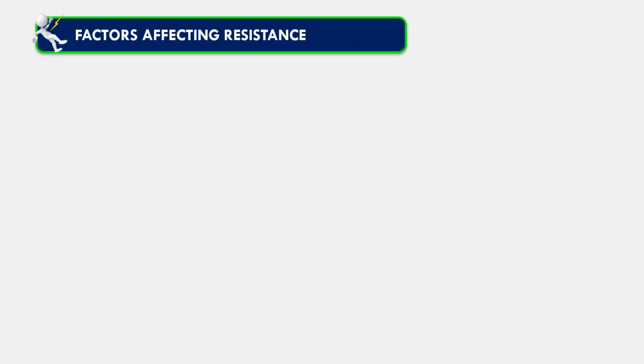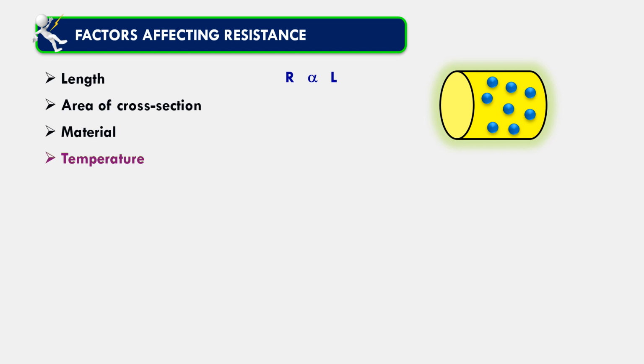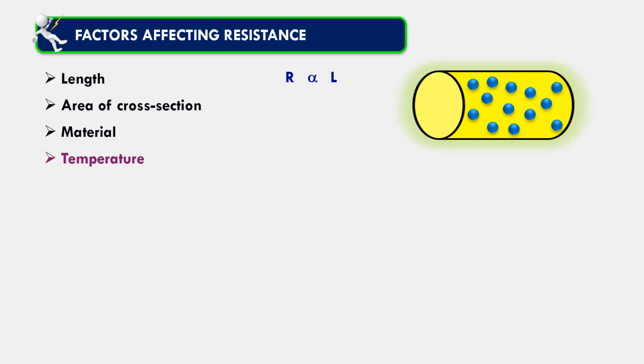Factors affecting resistance: length, area of cross section, and the material of the conductor. Also temperature. Now see, R proportional to L. So take a conductor, increase the length, so resistance is more. Now R inversely proportional to the area of cross section.